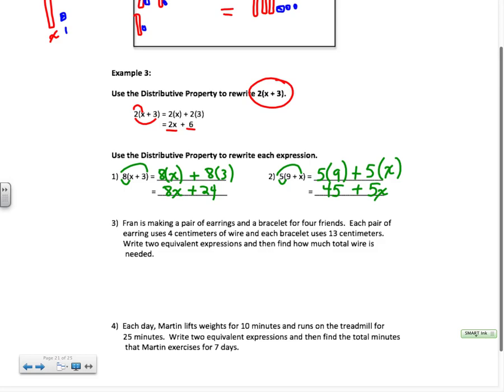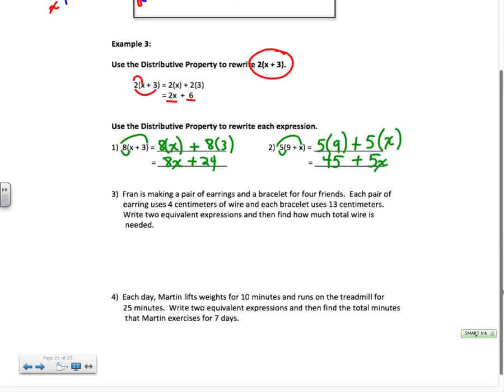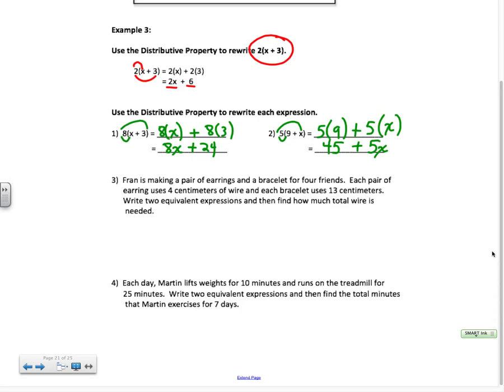All right, let's take a look at a word problem. Fran is making a pair of earrings and a bracelet for 4 friends. Each pair of earrings uses 4 centimeters of wire, and each bracelet uses 13 centimeters. Write 2 equivalent expressions and then find how much total wire is needed.